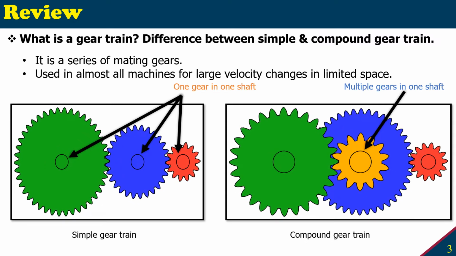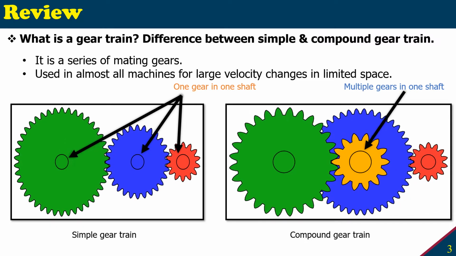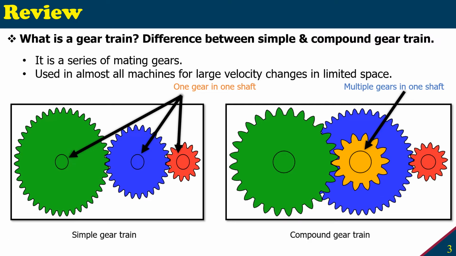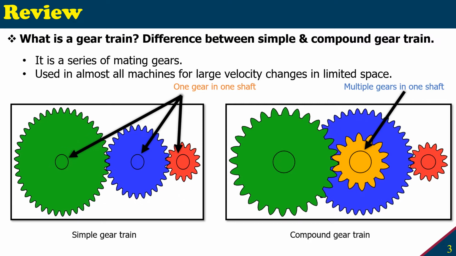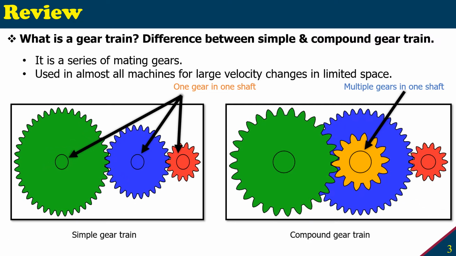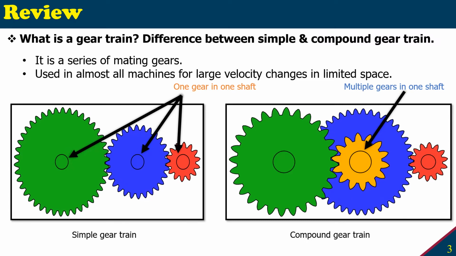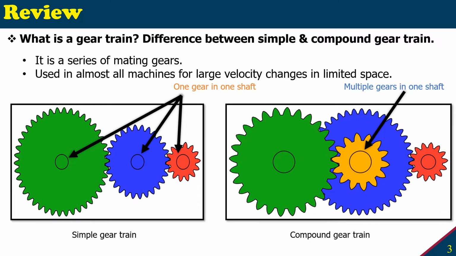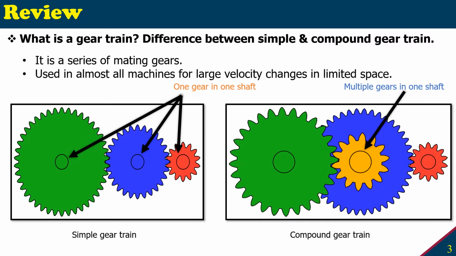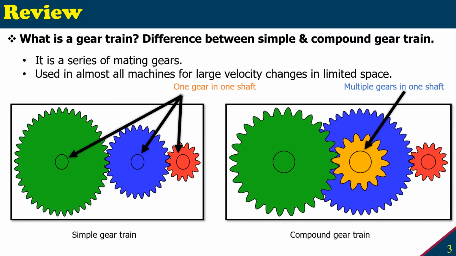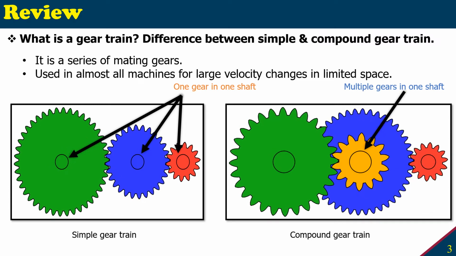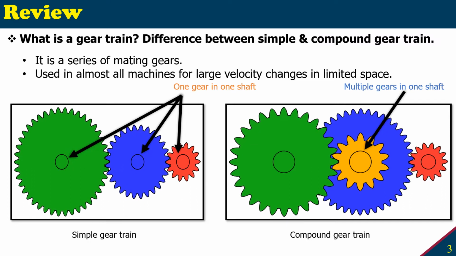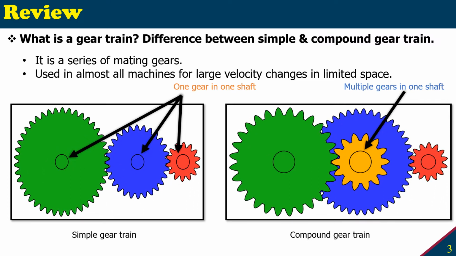If you see the gear train on the left, the green, blue, and red, they have different sizes and also different teeth, and that's how they have different rotational speeds compared to each other, and that's how we change the velocity from one shaft to another. Our focus for this lab is on simple gear train and compound gear train. So how are they different?